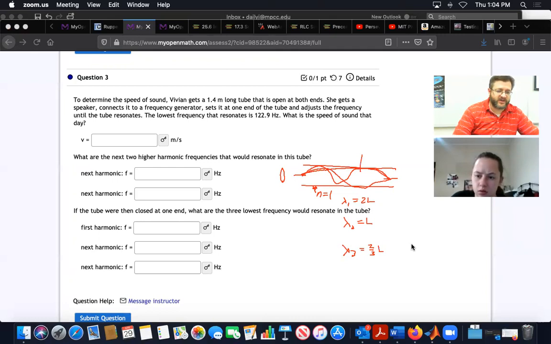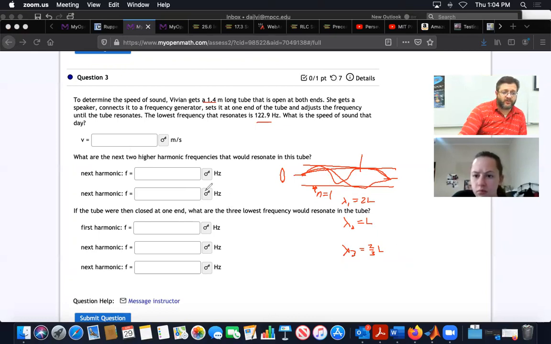And then with each one of these wavelengths, if you know the speed of sound, you can calculate the frequency. Or if you know the frequency, which you do for the first one, you can calculate the speed of sound. So for the first one, you know the length and the frequency, you calculate the speed of sound, and then you can use the speed of sound to calculate the frequencies that will resonate after. Now, which frequencies will resonate after? All of these frequencies will resonate after. These are the ones that fit in the tube just right, so that they'll resonate.